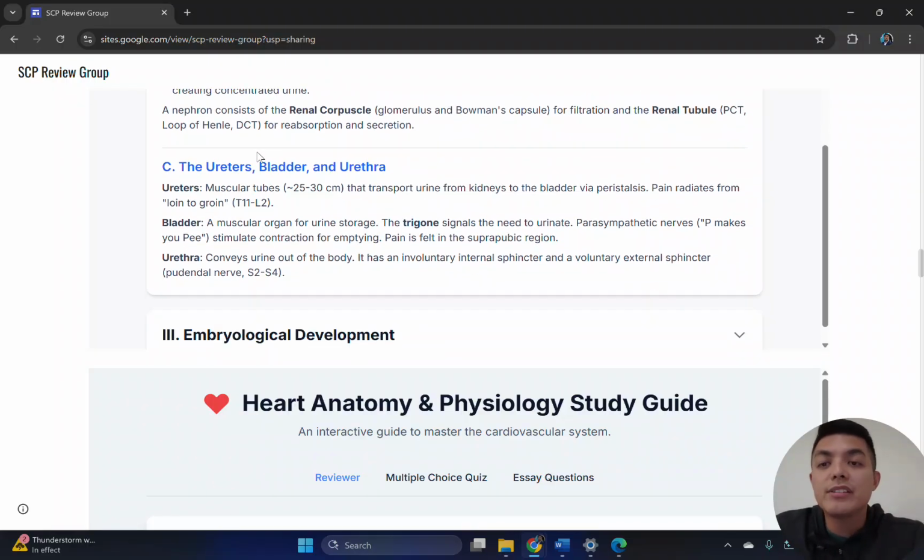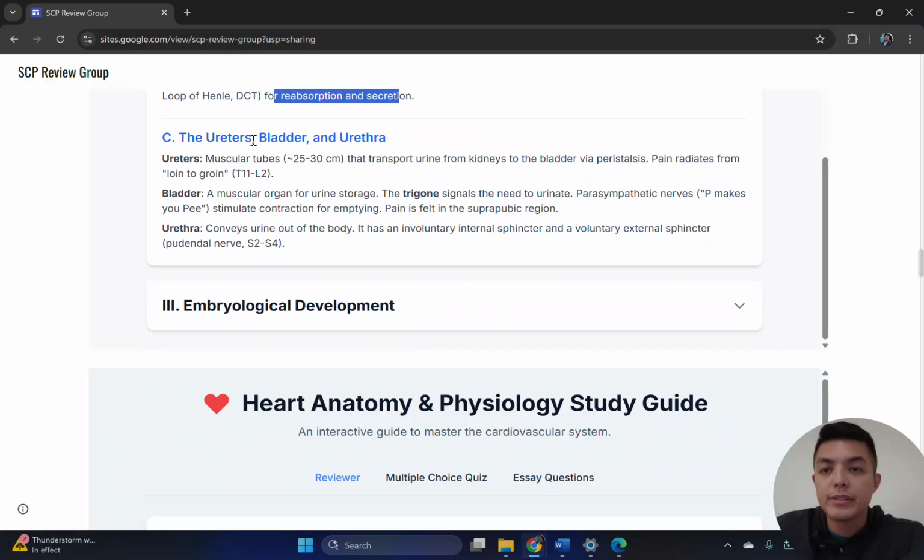A nephron consists of the renal corpuscle, which is the glomerulus and the Bowman's capsule, for filtration, and the renal tubule, which contains the PCT, loop of Henle, and DCT. PCT is the proximal convoluted tubule, and DCT is the distal one. And it's for reabsorption and secretion.